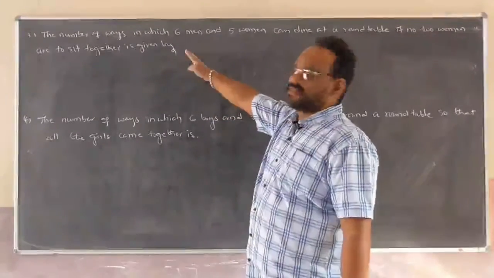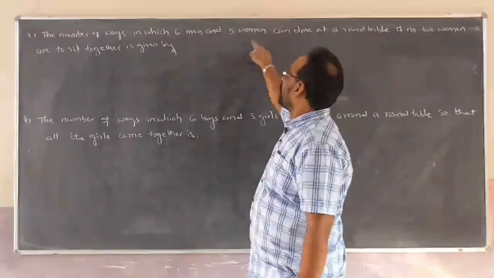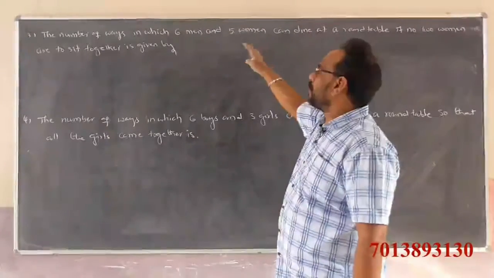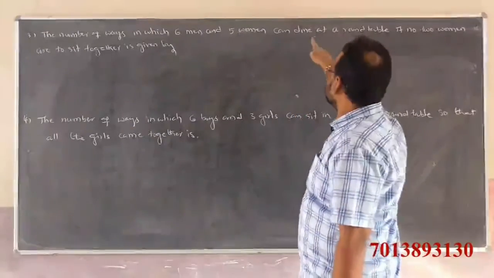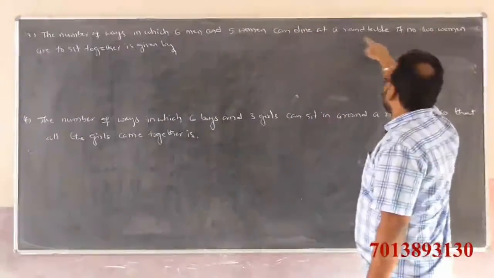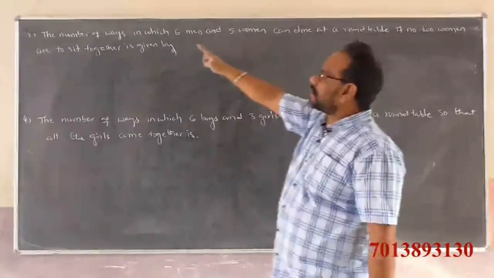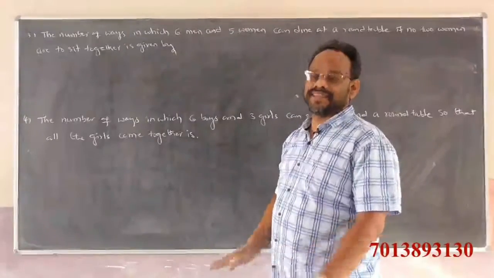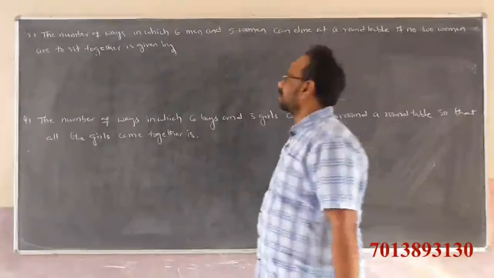The number of ways in which 6 men and 5 women, same as the previous problem. That is, the number of ways in which 6 men and 5 women can dine at a round table, if no 2 women are to sit together, is given by. No 2 women can sit together.